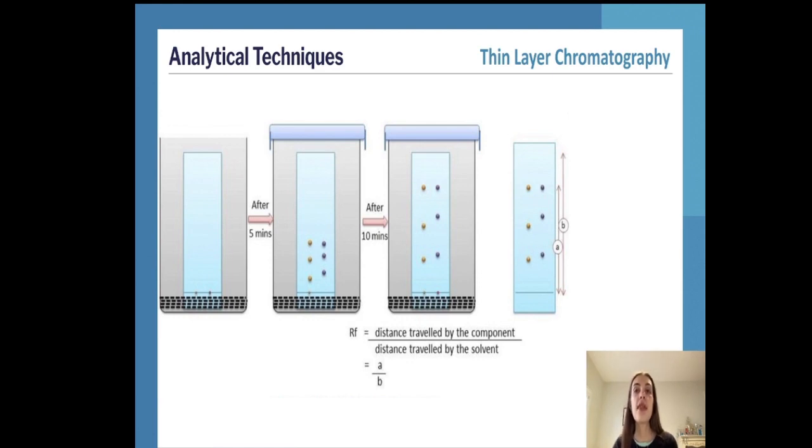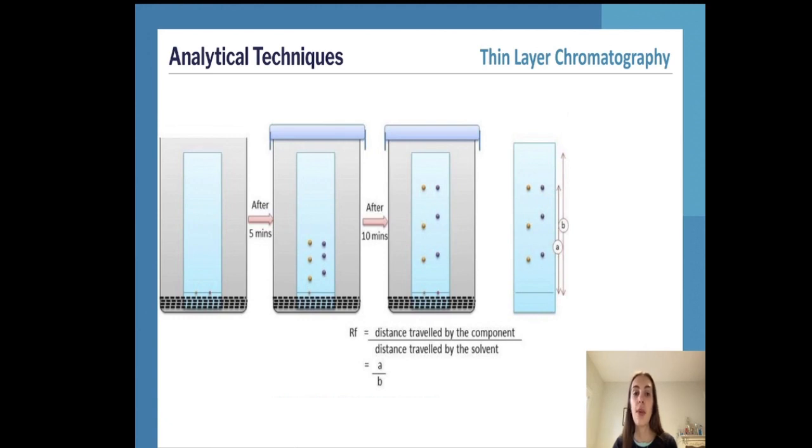In thin layer chromatography, molecules are separated on the basis of polarity. This uses capillary action, in which the liquid phase is slowly moving upwards through the solid phase. In order to do this, you need to have a line drawn about 1 centimeter from the bottom of the solid phase. At this line, you want to add a small dot of your sample.